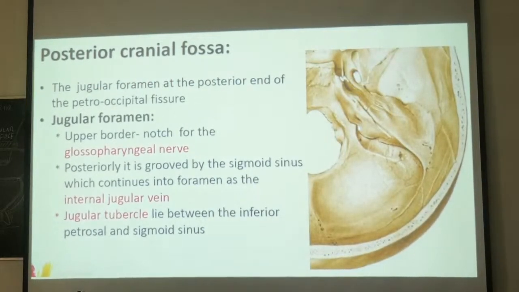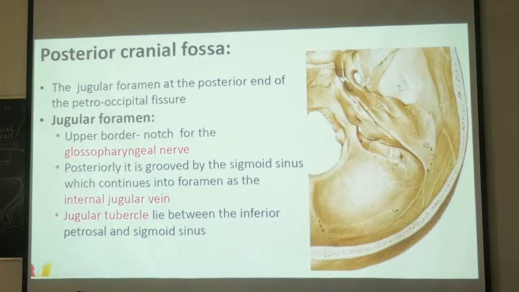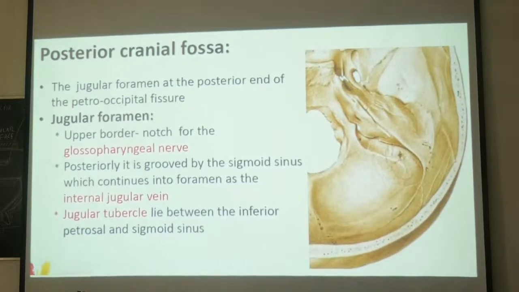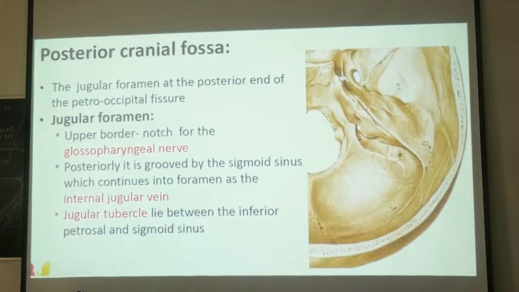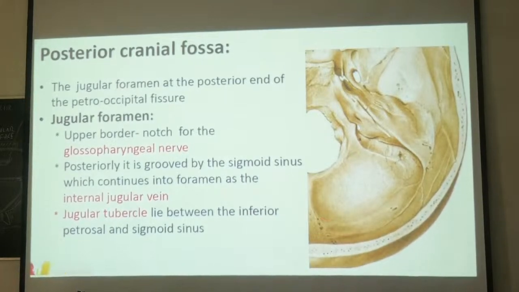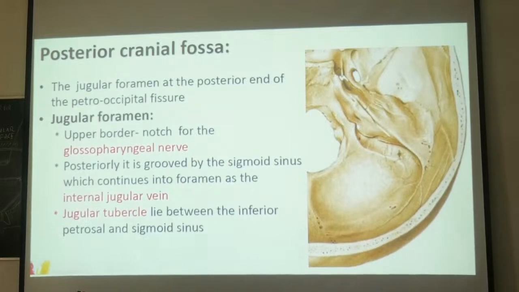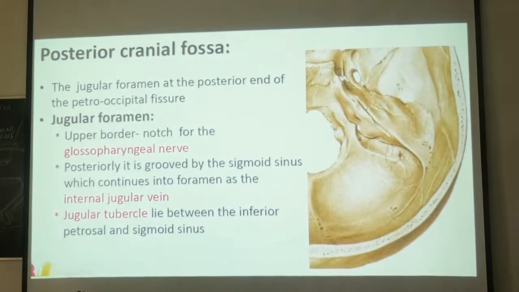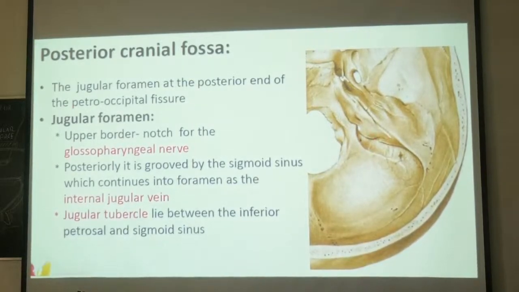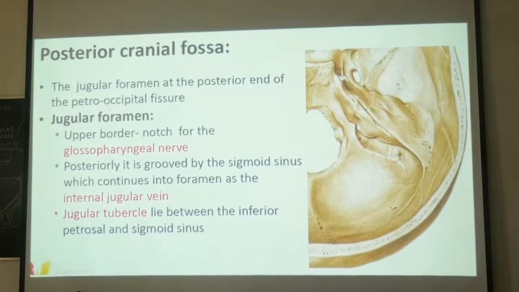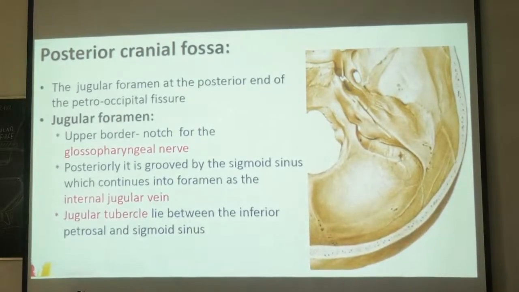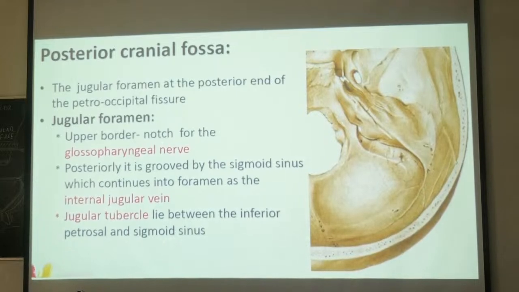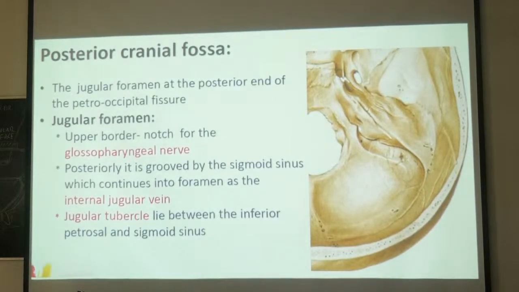Next, another is the jugular foramen. Here lies the jugular foramen. The jugular foramen lies at the junction between the petrous part of the temporal and the condylar part of the occipital bone. So the jugular foramen is at the posterior end of the petro-occipital fissure, between the petrous part of the temporal and the occipital. That's why it is called the petro-occipital fissure. The jugular foramen upper border has a notch for the glossopharyngeal nerve.